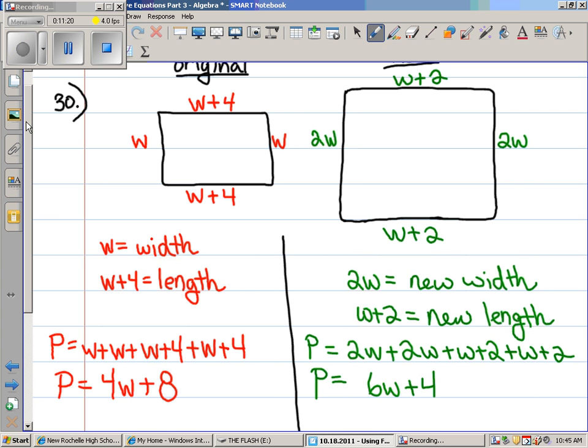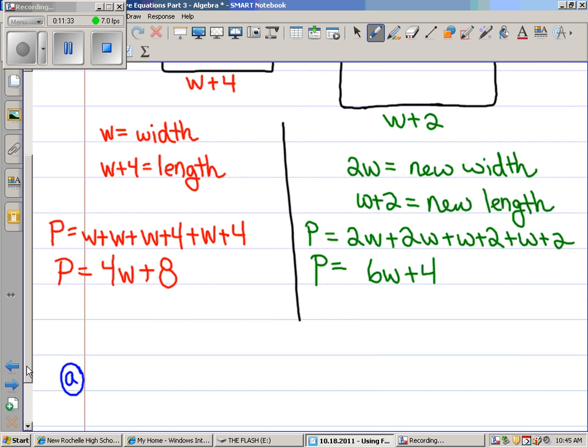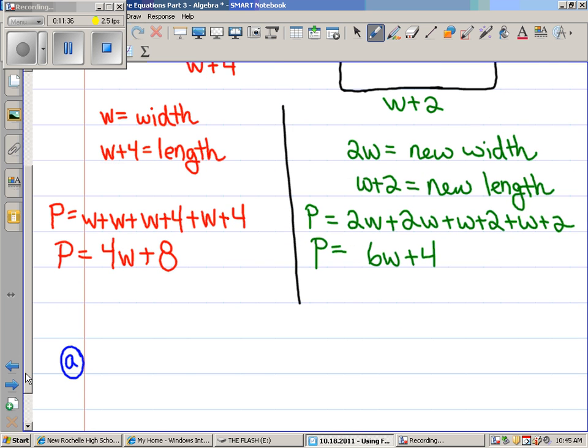Let's read. It says, if the width is doubled and the length is decreased by 2 feet, a new rectangle is formed whose perimeter is 8 feet more than the perimeter of the original. 8 feet more than the perimeter. So you have these two perimeters, right? Here's the perimeter of one of them, 4W plus 8. You have the perimeter of the other one, 6W plus 4. You really want to set them equal to each other.